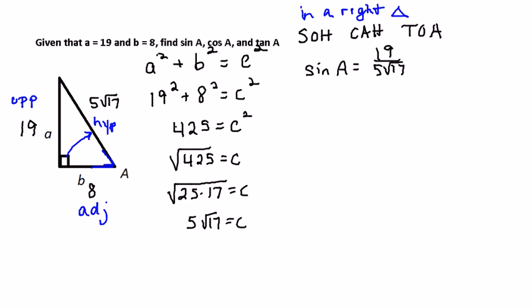So let's take the square root of 17 in the denominator there, and we'll multiply by square root of 17 over square root of 17. So the sine of angle A is 19 times the square root of 17 over 5 times 17. 5 times 17 is 85. And then we'll look for cosine of angle A.